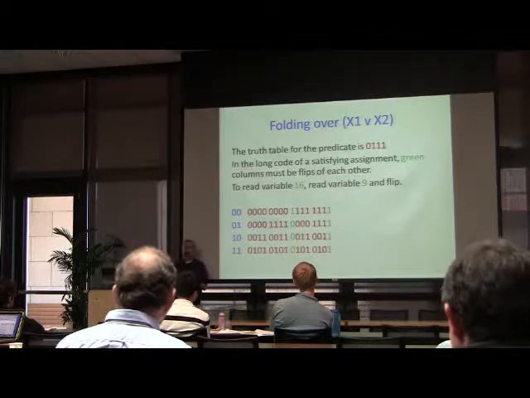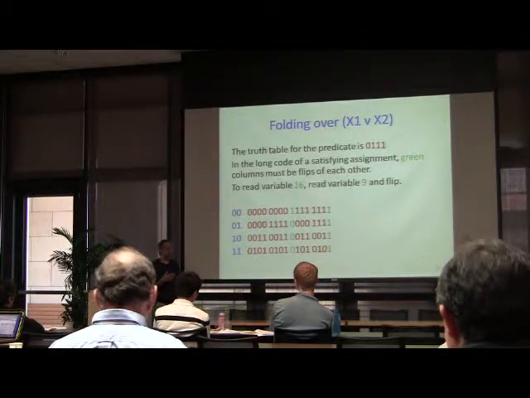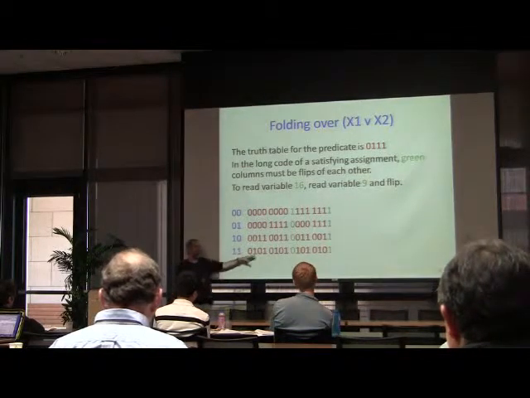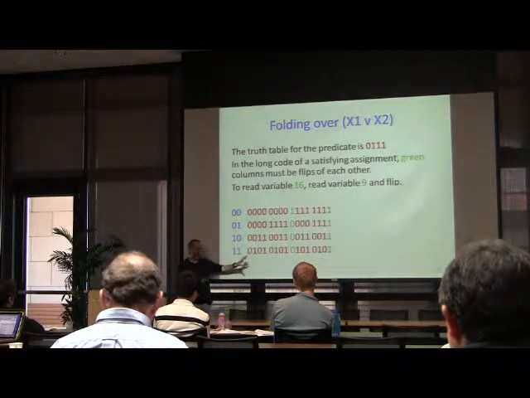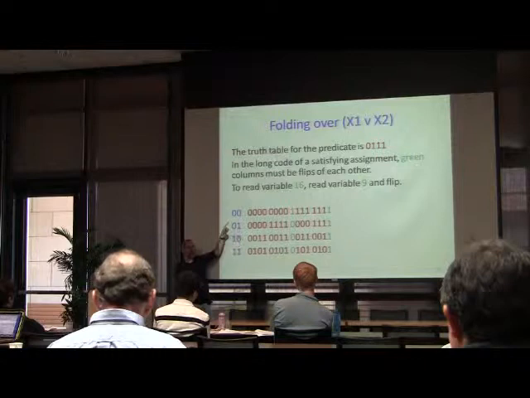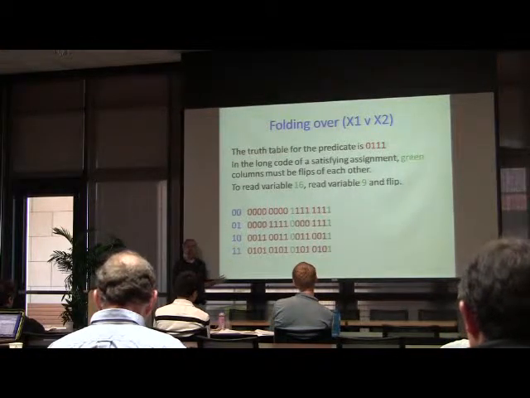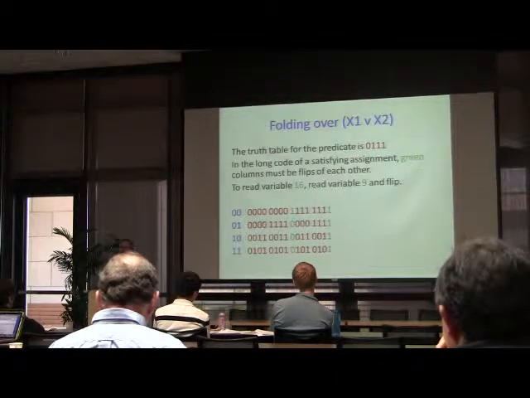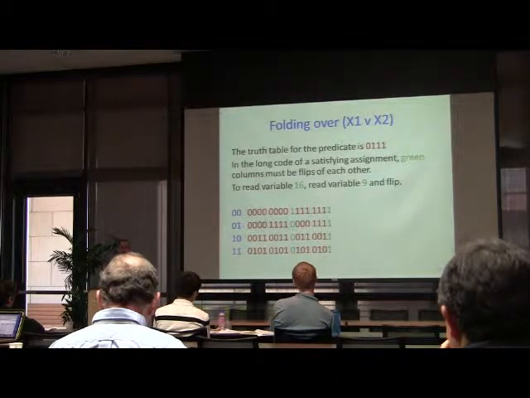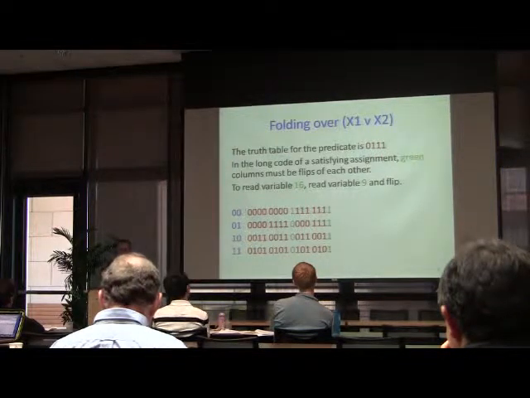So in addition, the PCP construction, the hardness of approximation construction, would need additional tests to test that this is really a long code. That's a separate issue. But the issue of whether it satisfies the predicate is never tested. It's just this folding operation does it for you for free. That's why it's so efficient. You don't need to test for it, and that's why you get tight hardness of approximation results.